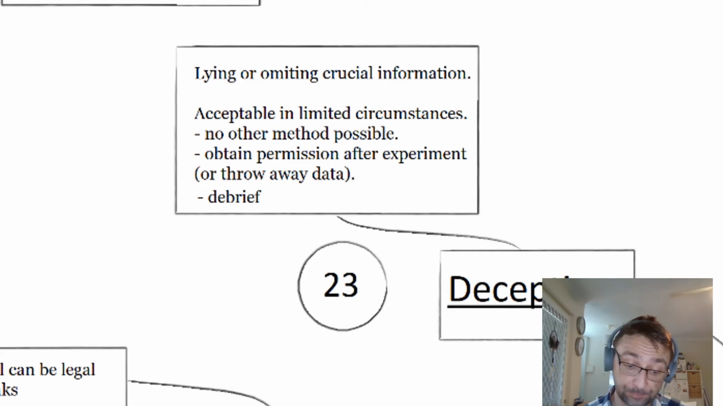Now, the deal with deception is that there are some things that you really always need to do. One is there needs to be no other method possible for doing it. Also, it's not on this list, but the deception should be the smallest amount needed to achieve the result. And you should also obtain permission after the experiment. So basically, after you have scared them or deceived them or made them go through this experience, at the end you say, look, hi, we lied. That's what the debrief is, the third point.